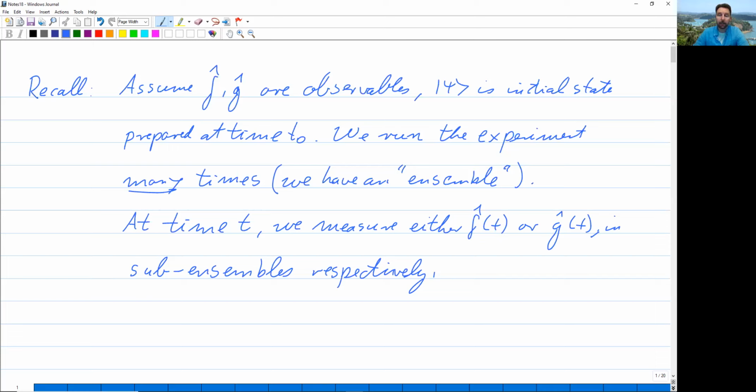And then we measure them, and from that we obtain what the mean value is of f hat at time t. We also measure the mean value of g hat of t, and of course from that we can also work out what the standard deviation was for them. And then what we proved last time is that delta f at time t, delta g at time t is larger or equal to 1/2 absolute value of the expectation value of the commutator.